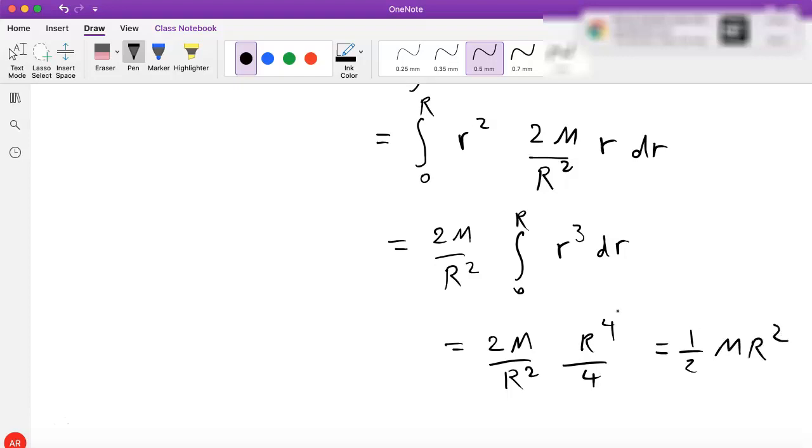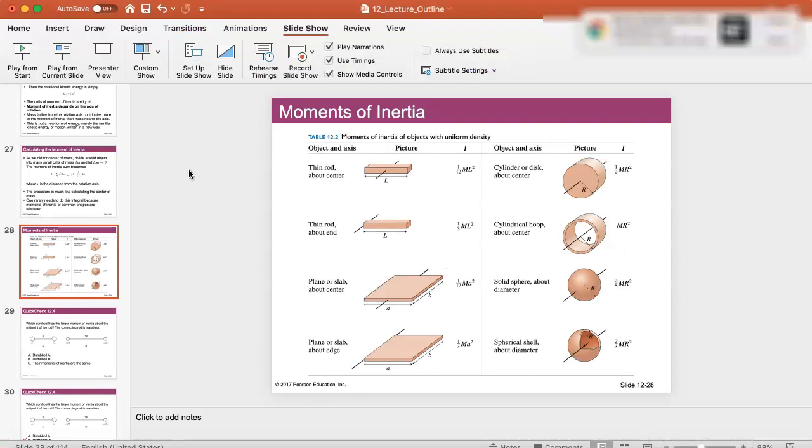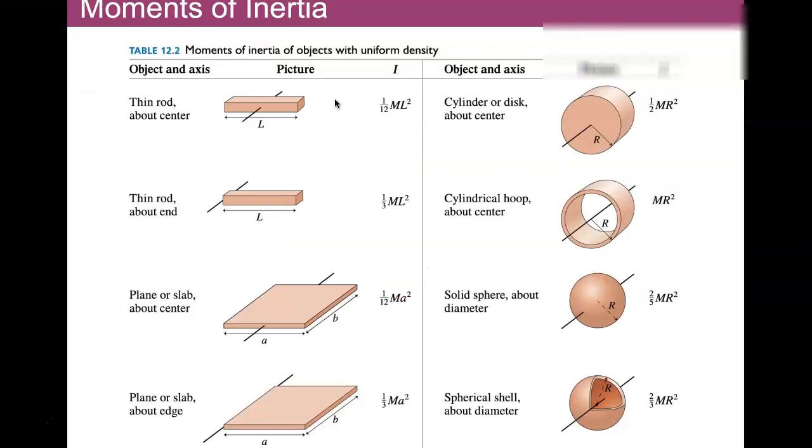So this was a bit more advanced. You won't need to do calculations like this, but it's helpful to see how some of these expressions are found. So again, yeah, we found the correct result there.